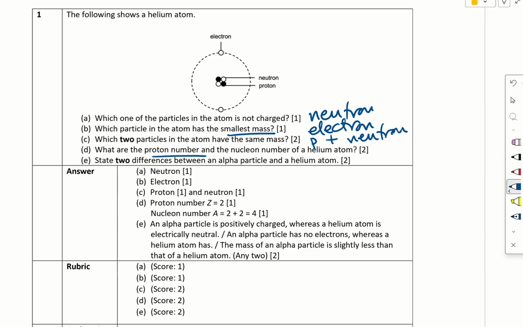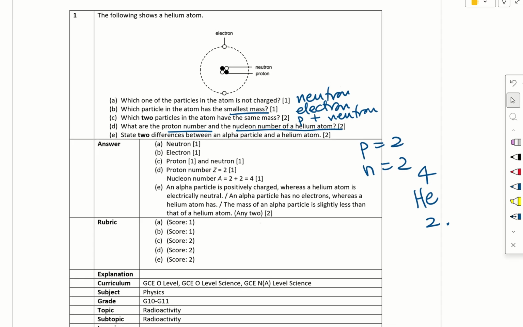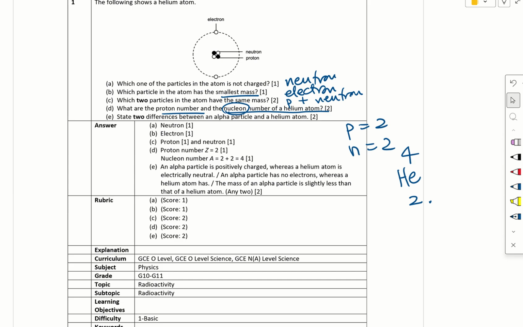What are the proton number and the nucleon number of a helium atom? They are asking for the atom. The number of protons is 2. Number of neutrons is 2. So they are asking for the nucleon number and proton number, so it will be 4, 2. Okay, right? Because they are not just asking for the number of neutrons, they are asking for the nucleon number, which is actually your mass number in chemistry. Now, state 2 differences between an alpha particle and a helium atom.